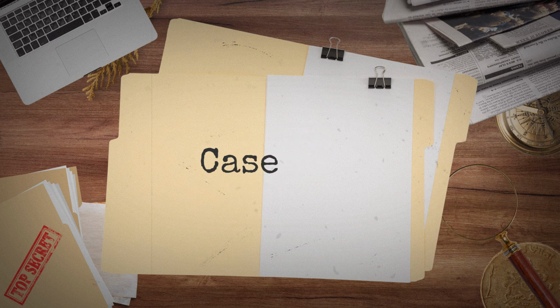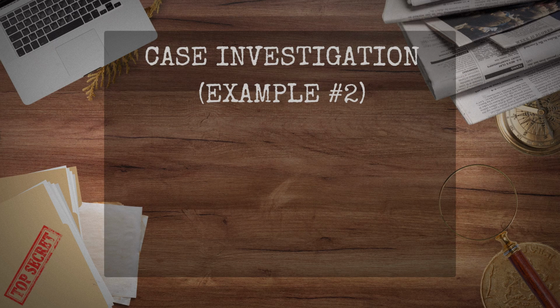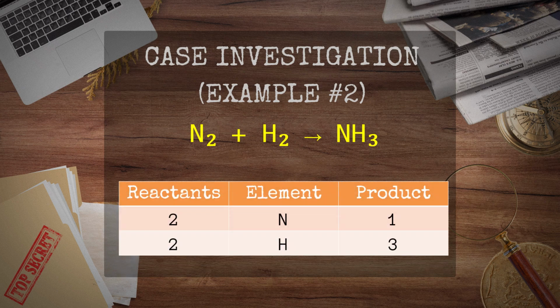Detectives, here's your next case. Nitrogen gas plus hydrogen gas yields ammonia. Can you balance this equation and solve the case? Let's examine the evidence. Count the atoms on each side. The atoms don't match.